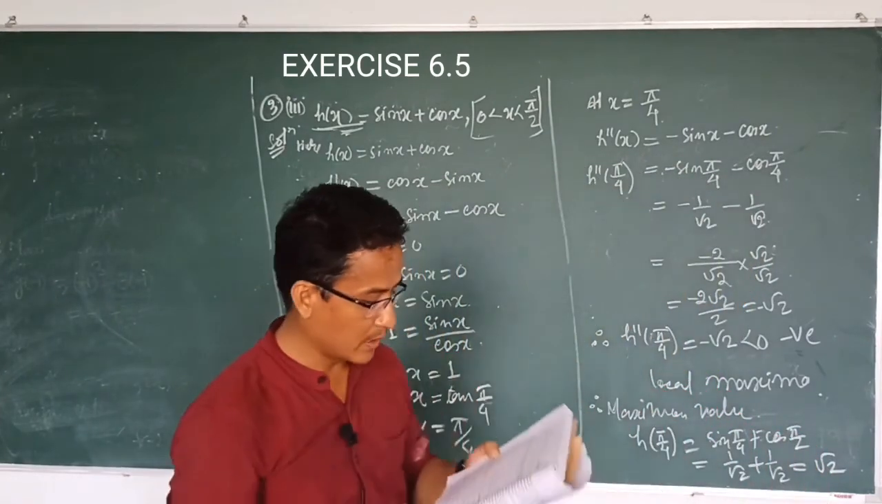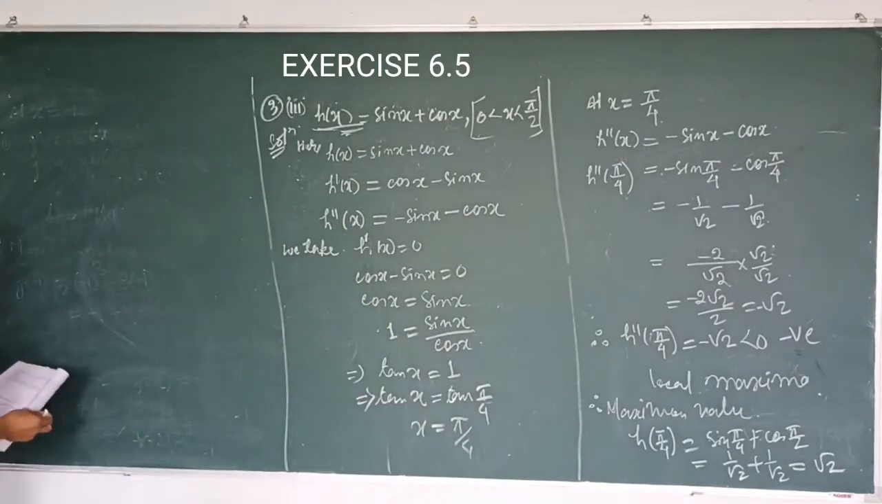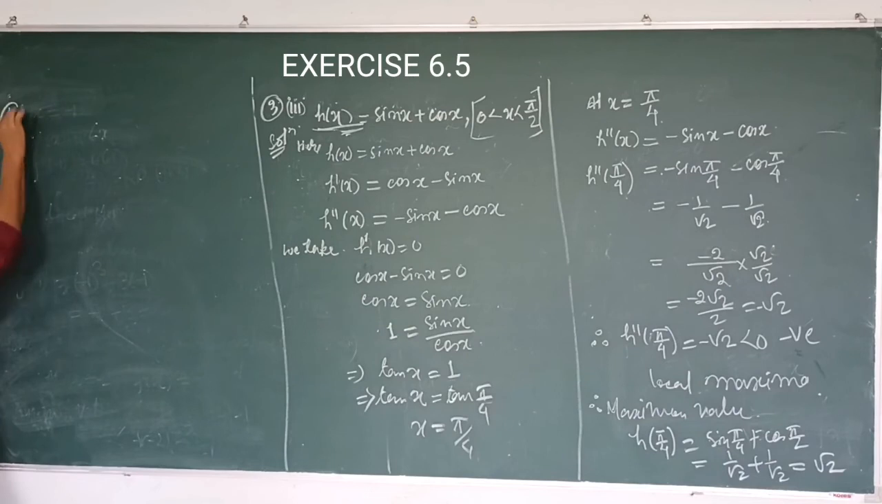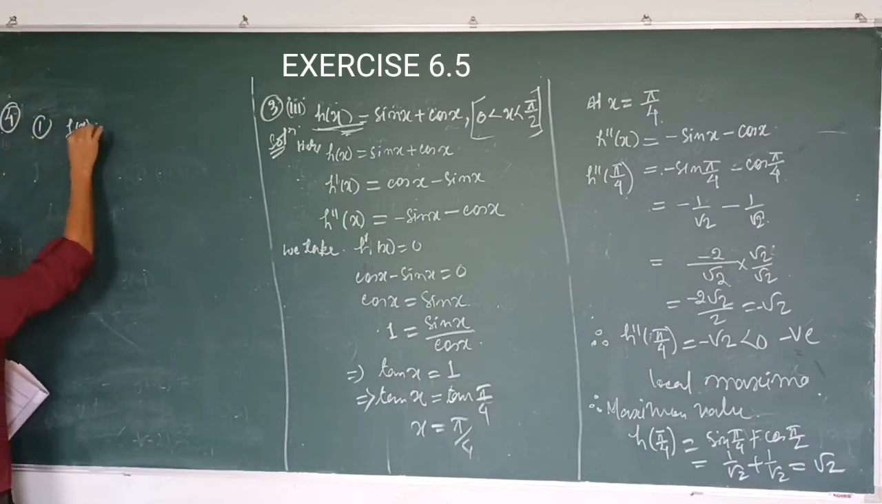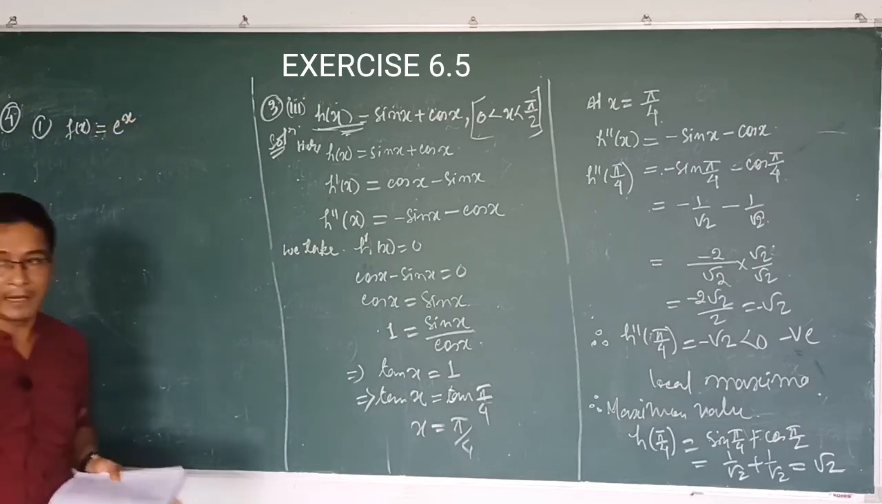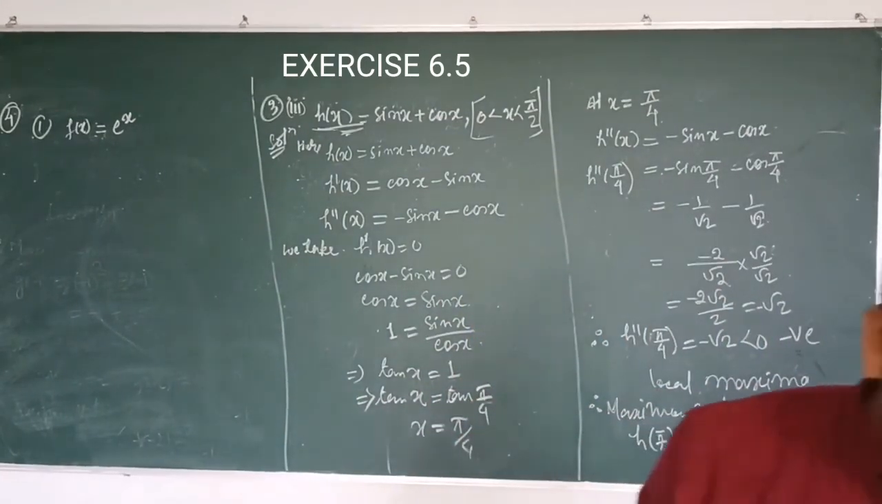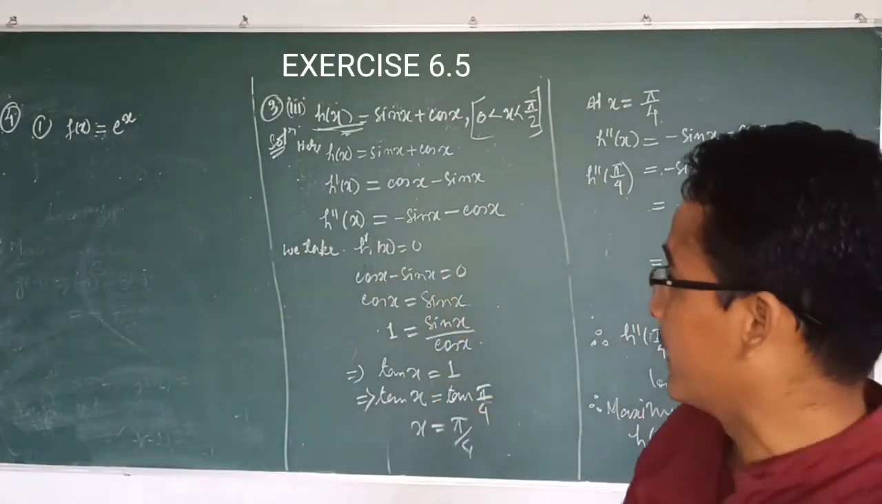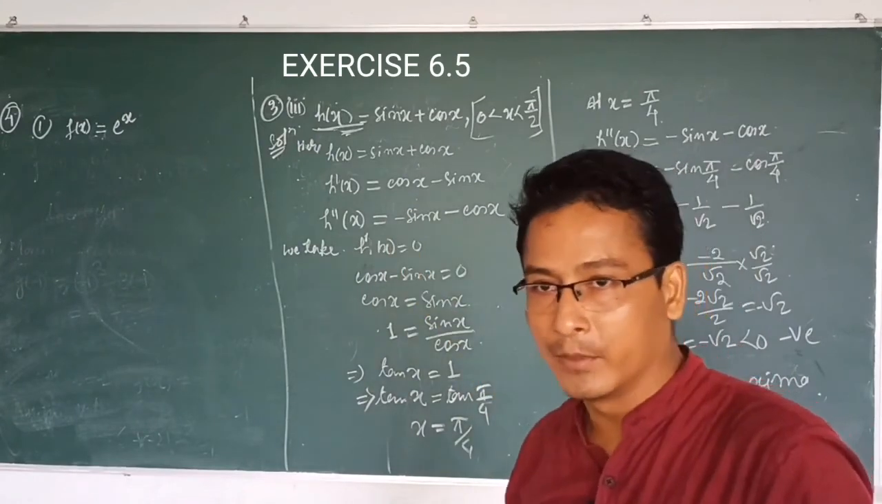The function f of x is e to power x, g of x is log x, some functions are given. Question number 4, Roman number 1. The function is e to power x. Now the domain of e to power x is the real numbers.